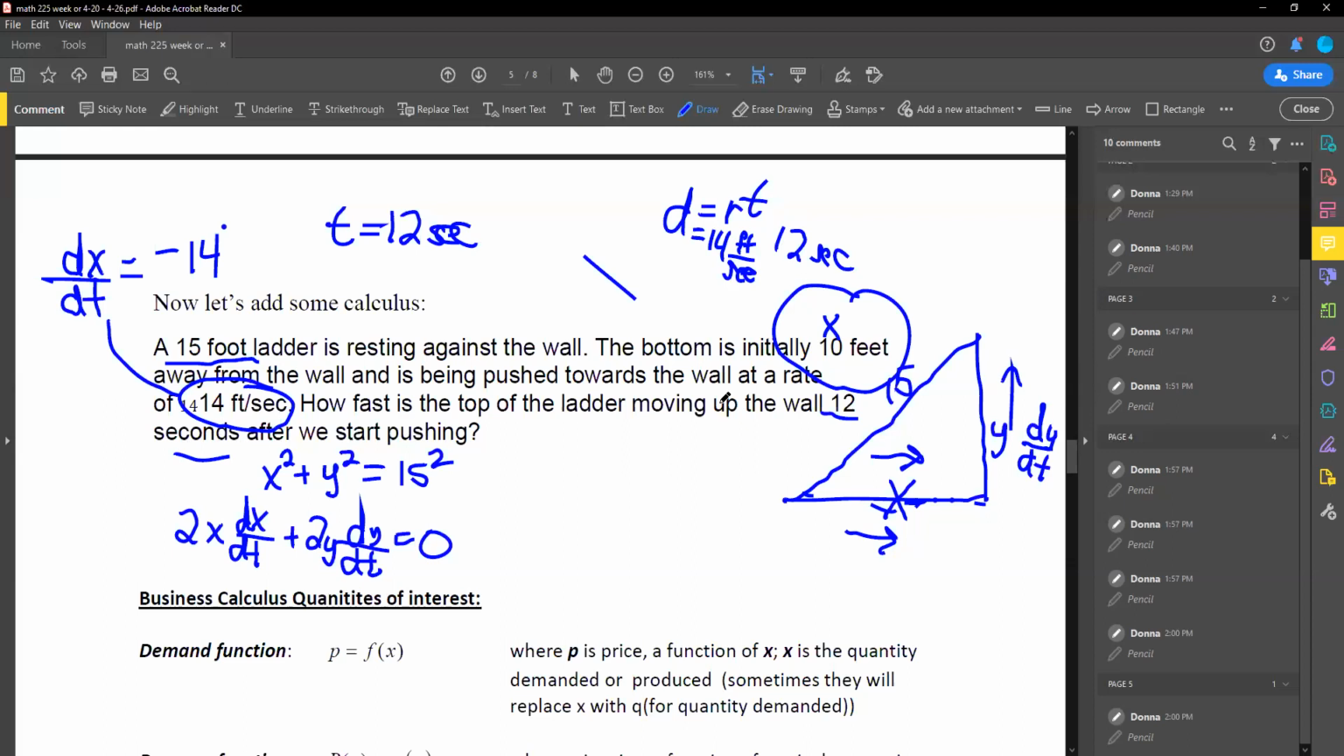So we're going to change this problem. I wanted to see you set it up. So what we're going to say: how fast is the ladder moving up the wall? How about not 12 seconds, but when we start pushing?